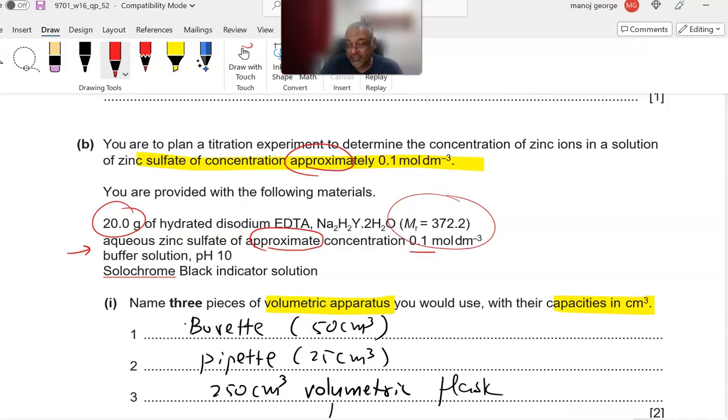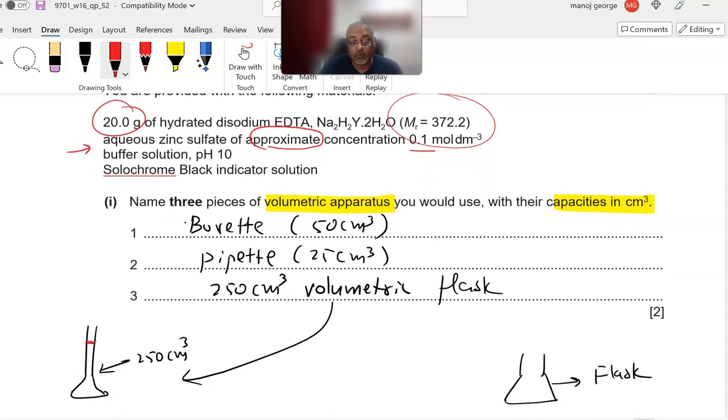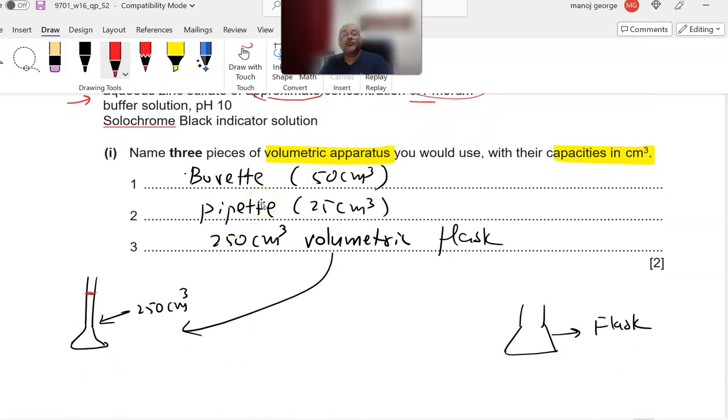The indicator is also mentioned. Now, the first question here asks what the three pieces of volumetric apparatus you would use are. Remember, it's a titration setup. Using your AS background, for any typical titration, you need a burette whose volume is always 50 cm cube. You need a pipette whose volume is always 25 cm cube. And of course, you need a volumetric flask to prepare a standard solution.